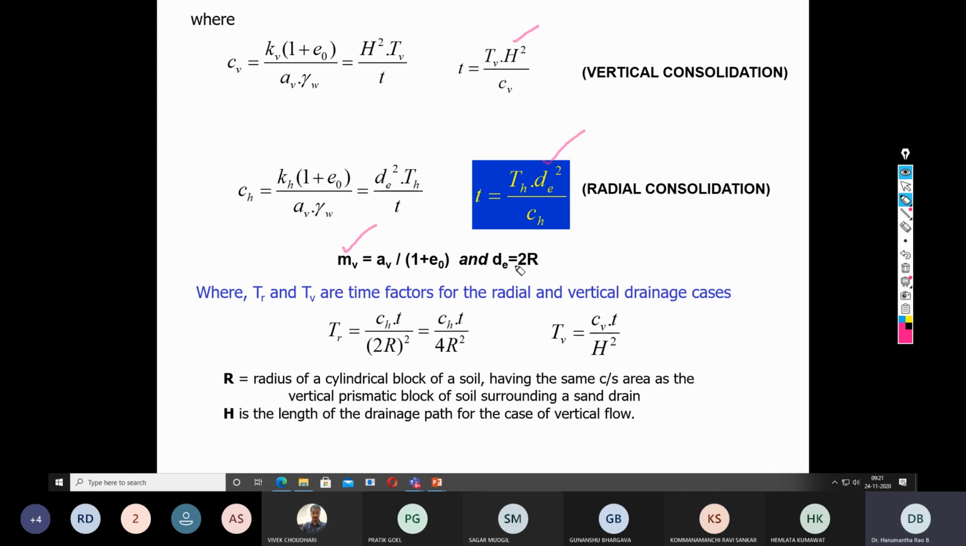DE can also be written in the form of 2 times R, where R is the radius of the zone of influence. And TR is the time factor for radial consolidation, which can be written as CH into T by 4R square. If you compare the time factor equation for radial consolidation with that of the vertical one, in the vertical case H is taken into account, that is the thickness in the vertical direction, while in the radial case it is R, the radius of the zone of influence.